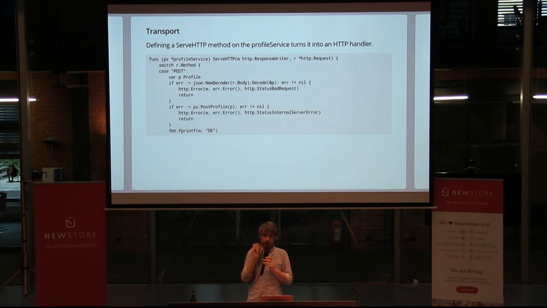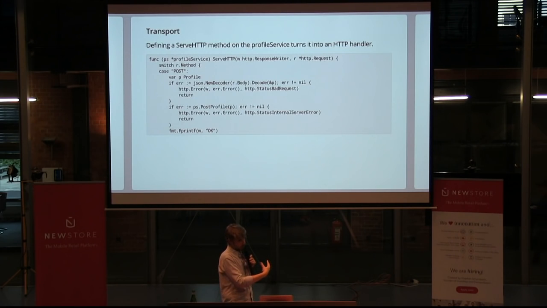So now let's talk about how we expose this to other people to be consumed, to communicate. One way might be to define a serve HTTP method on the profile service object itself, which turns it into an HTTP handler. In that method, we can do this kind of naive thing where we're switching on the request method. In the case of a post, we're going to decode the body and turn that into the profile. Then we're going to attempt to post it, and if it works, then it works. If it doesn't, it doesn't.